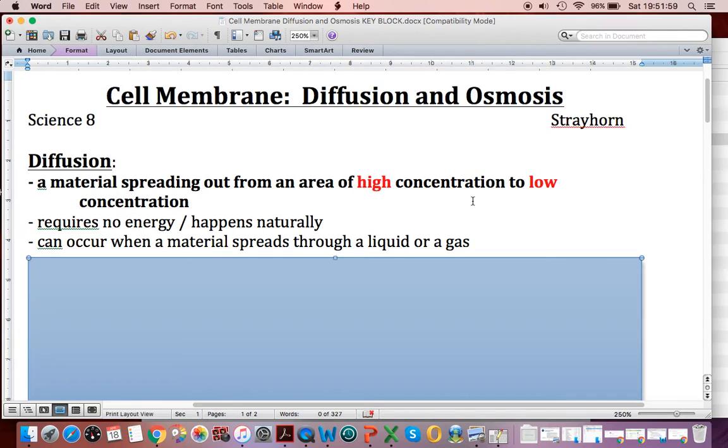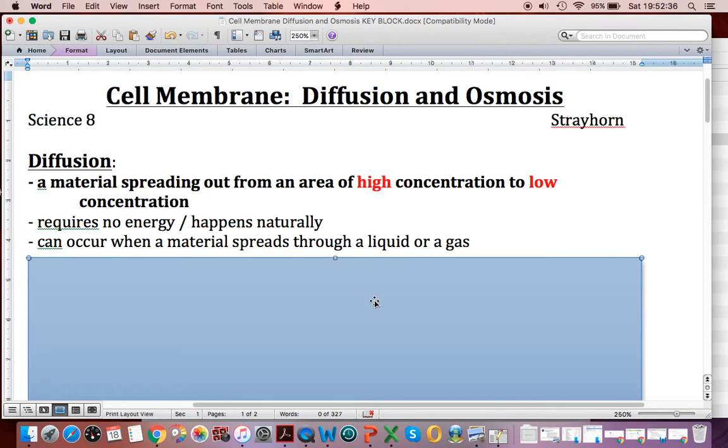So here's a definition of diffusion that you are expected to know. It simply says diffusion is when a material spreads out from an area of high concentration to low concentration. So in other words, where you have a lot of material, it's naturally going to spread out through the air or through water to an area of lower concentration. In the next video that has descriptions or demos of diffusion, you'll be able to see that actually happening. You'll see one where it's going through water and one through air. A little hard to see it going through air.